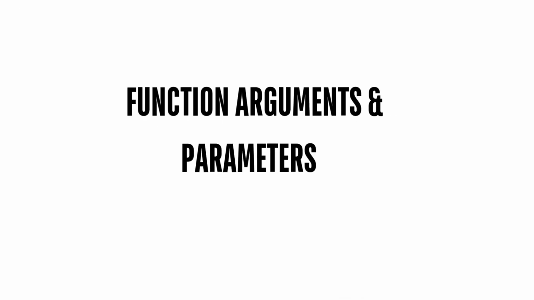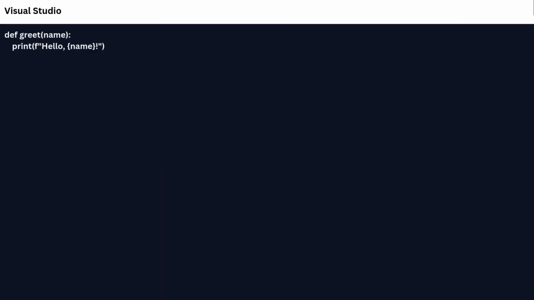How do we pass data into functions? Functions can accept inputs, called parameters, to process different values. Here, name is a parameter. You can pass different values when calling the function, so we can pass the data by writing this: greet Alice, greet Bob, to give us an output of hello Alice or hello Bob.